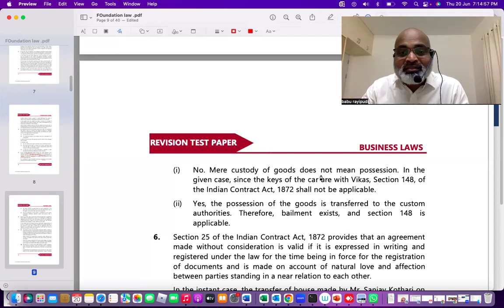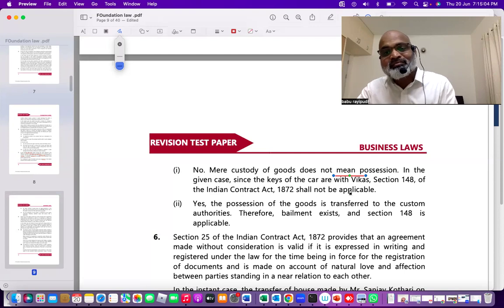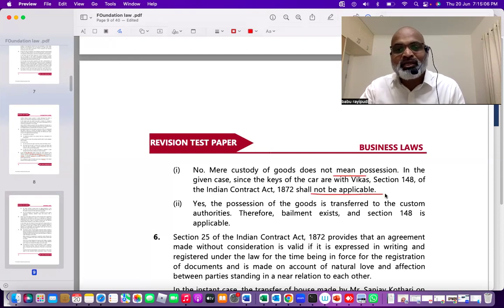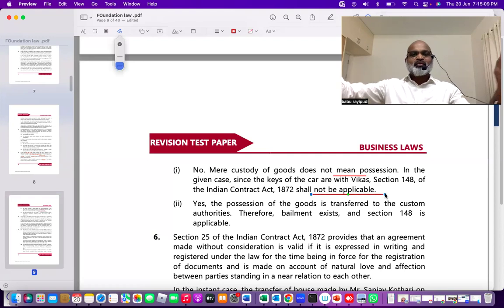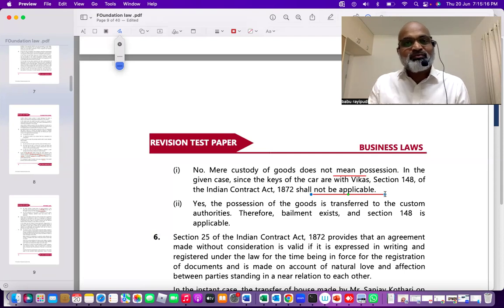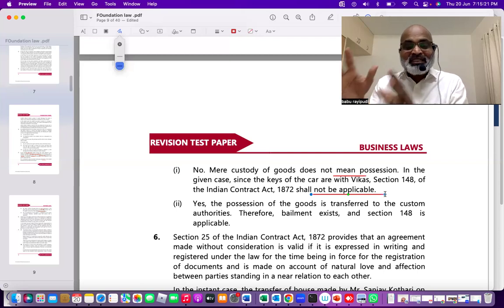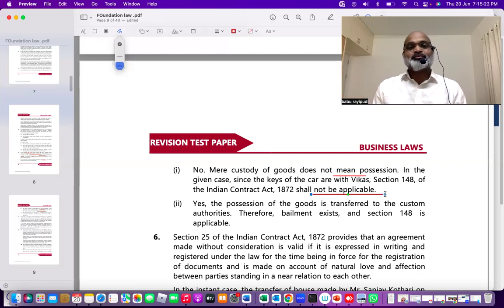So mere custody of goods does not mean possession. I said bailment is about transferring the possession. In the given case, since the keys of the car are with Vikas, Section 148 shall not be applicable. Crystal clear. Because when you know what is a bailment, transfer of possession of goods, movable property, from one person to another person for a specific proper purpose, after that purpose is accomplished, he or she has to return the goods as they are, or they have to be disposed of as per the direction. So that is not satisfied. Where is the question of delivery here?